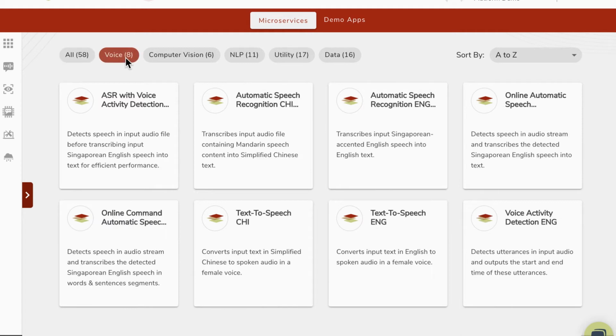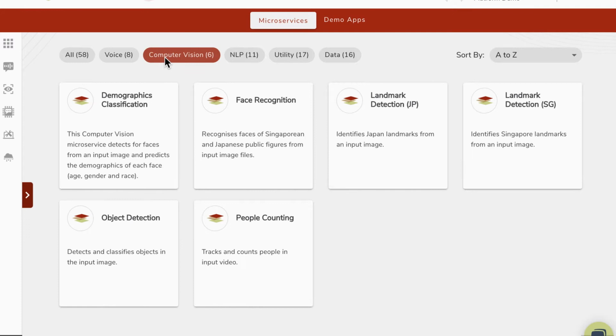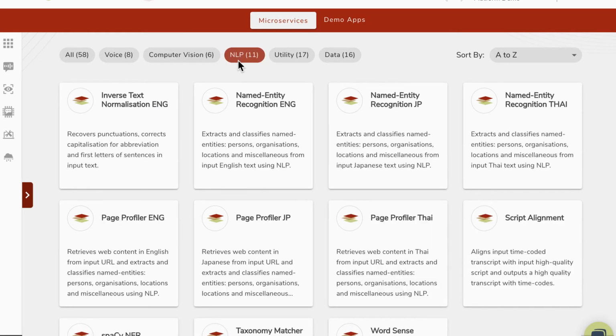Our voice and speech microservices perform tasks such as voice transcription or text-to-voice functions. Our computer vision microservices can identify people, objects, or even landmarks in images and videos. Our natural language processing microservices perform language-related tasks such as identifying name entities, identifying the taxonomy of a word, or even summarizing a blurb of text.